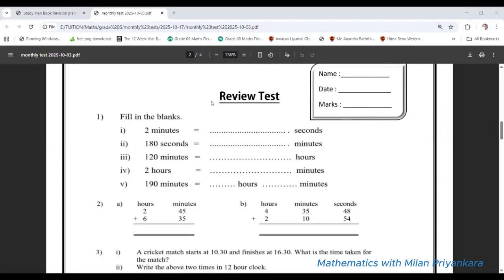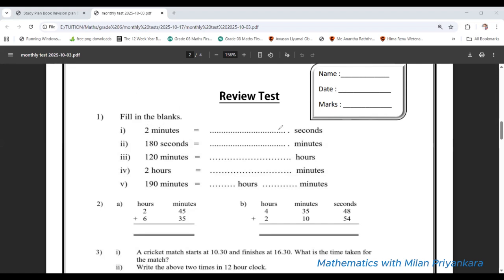Okay, let's start this review test. Actually, I'm going to show you how to answer these questions, and also I'm going to show you the required theory parts, and also make you understand all these so that you can answer your exam paper very well. So let's start with the first question. Here you have to fill in the blanks.